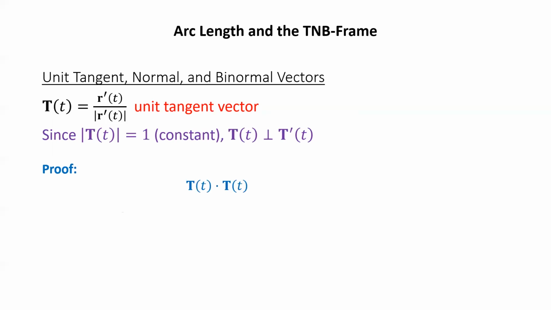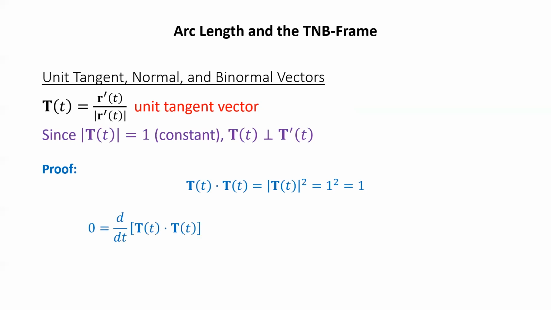Let's prove that. T(t) dot T(t) is the length of T(t) squared, which we know is 1 squared, since the length of T is 1. It actually doesn't matter here that that number is 1. It could be any constant, and this argument will go through. Okay, so 1 squared is 1.